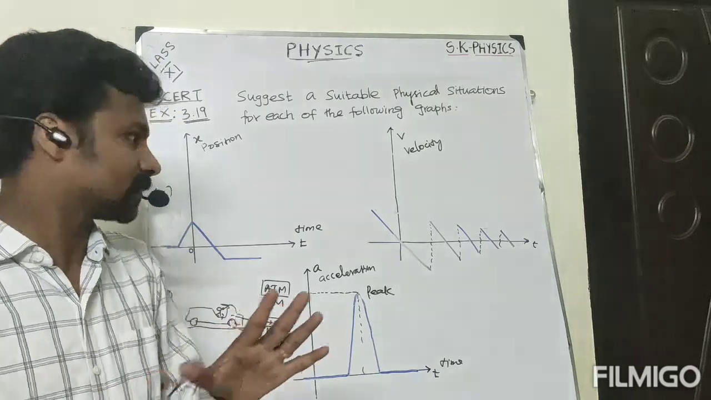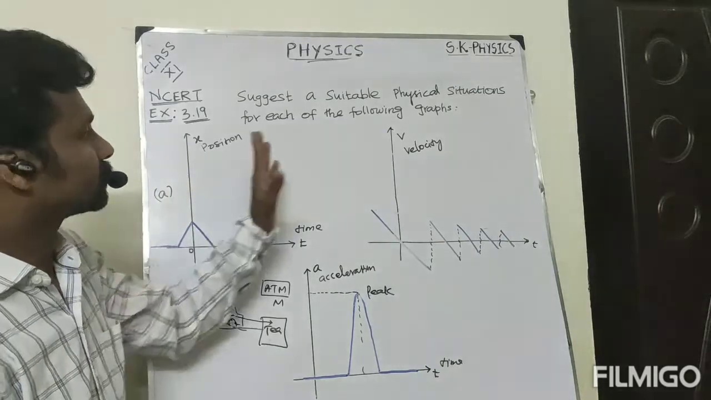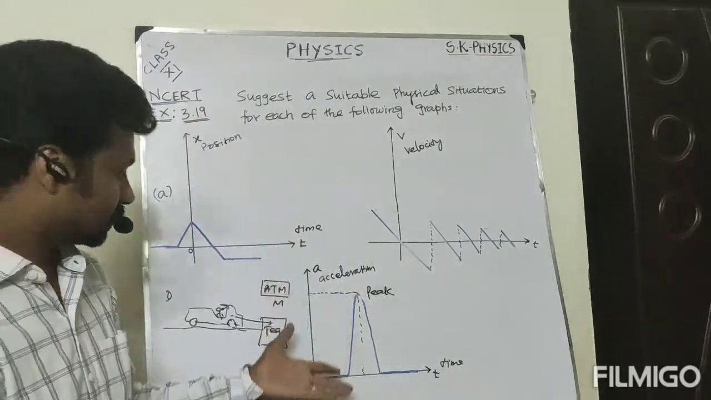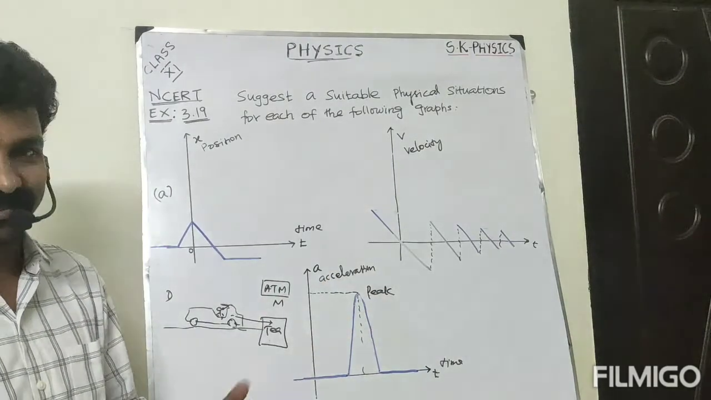So the first one, the carrom ball coin. Then here the ball rebounds from the ground. Then this one, sudden accelerated particles, sudden changes.